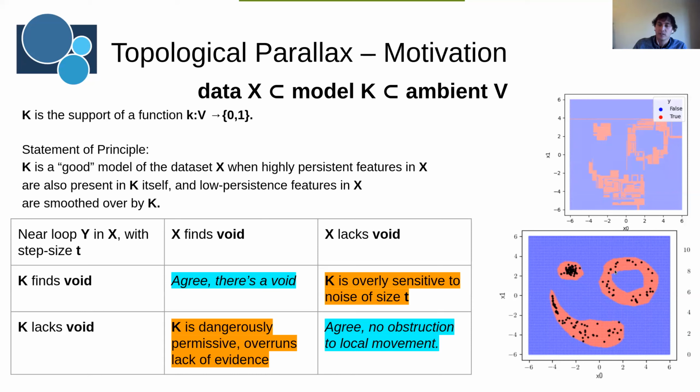At the other extreme is the top right corner of this box. If X doesn't have voids, but K finds voids, so your model has voids, then your model is too sensitive to noise. This would be the case in the top right figure here, where you see this ugly decision tree that looks very boxy. And if you look at the part that you might consider to be from the smile, you'll see lots of these little blue rectangular edge regions that are very small that the model is rejecting.